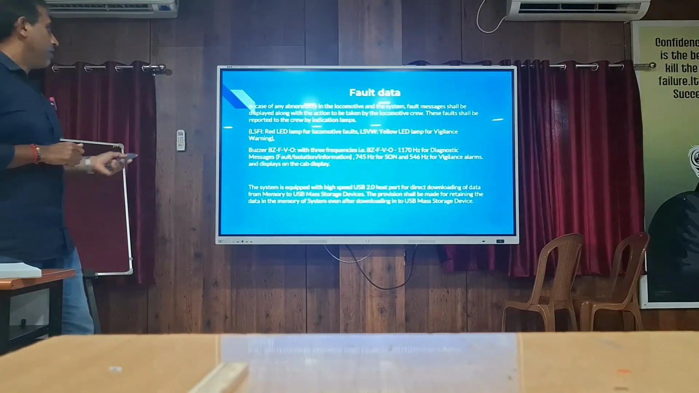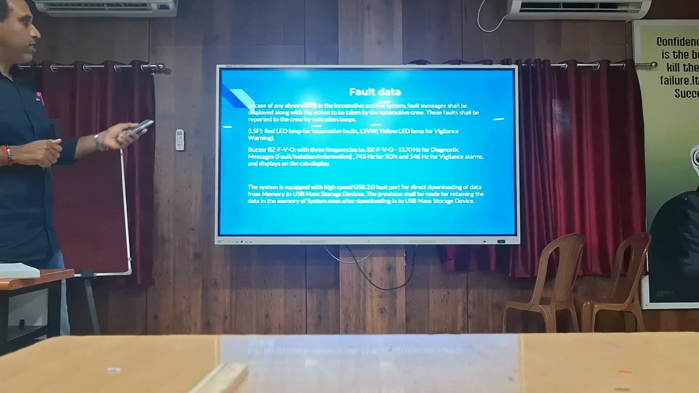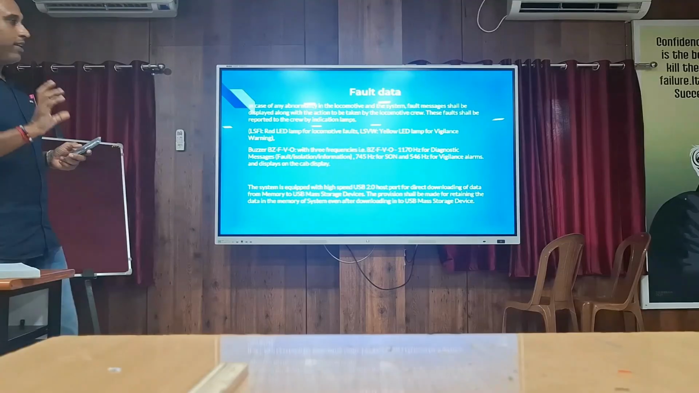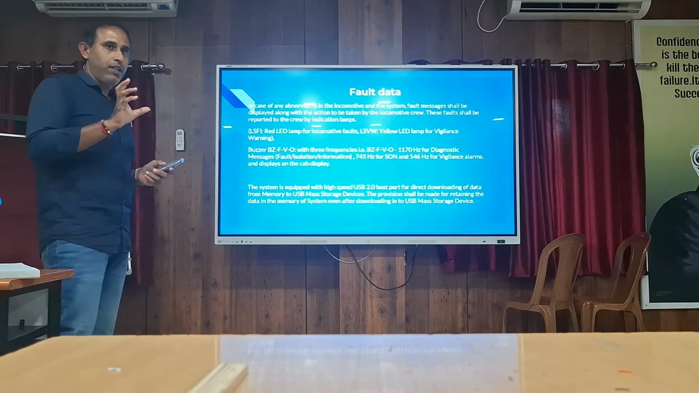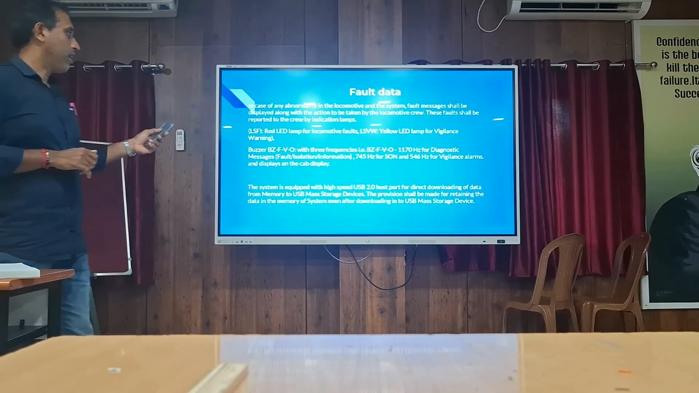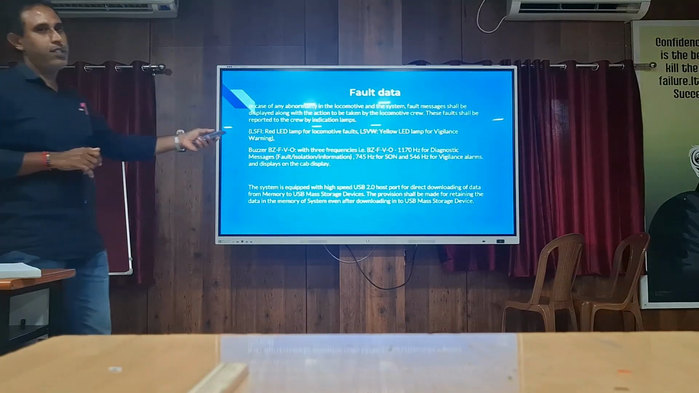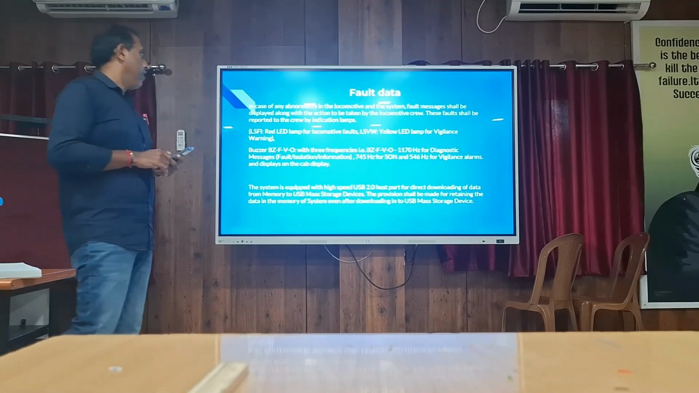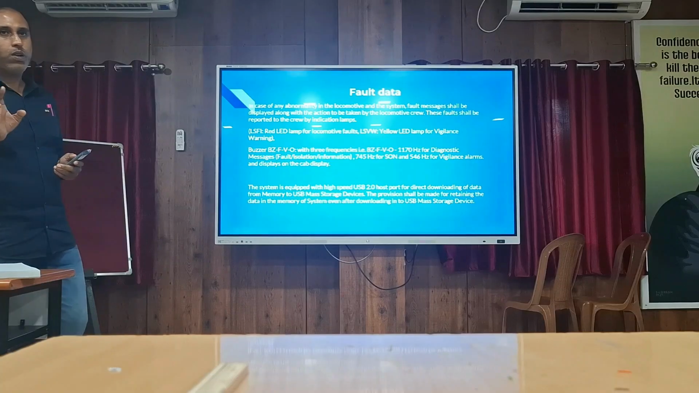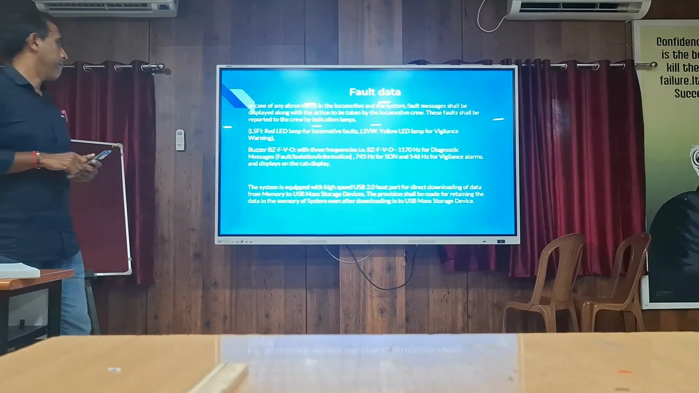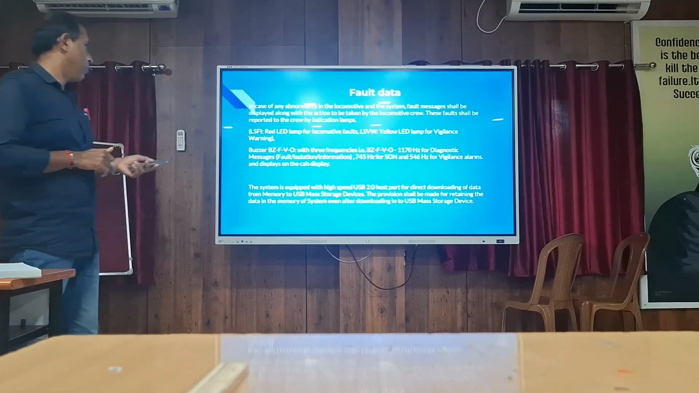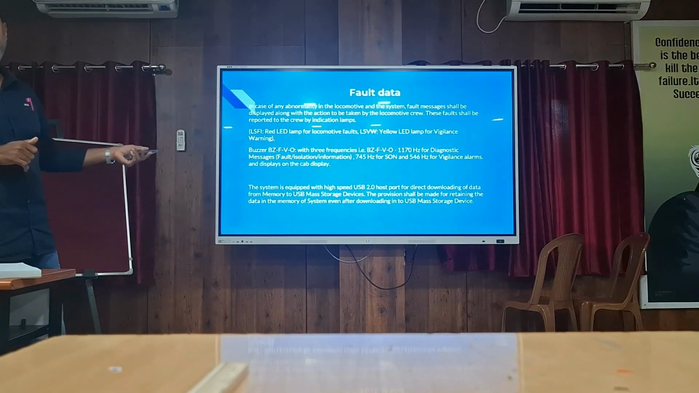Then buzzer. Buzzer 3 frequencies are defined. All these are for diagnostic messages, overspeed and vigilance alarms. All are through a single buzzer. So for each function different frequencies are defined. With that, we can identify whether this is a diagnostic message or overspeed or vigilance alarm. Later we can download and analyze through authorized software only. This system is equipped with a USB 2 host port. Through this USB port only we are downloading and analyzing data through software.